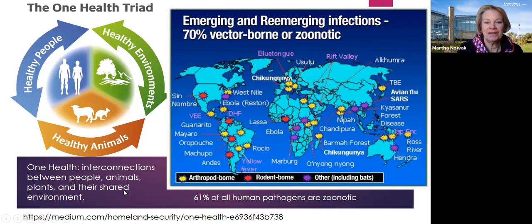There is a definition for One Health down here in the bottom left of your screen. It talks about it being the study of the interconnections or the interrelationships between people, animals, plants, and their shared environment. So if one part of this One Health unit is sick, it makes it impossible for the rest of the cycle to not be affected.